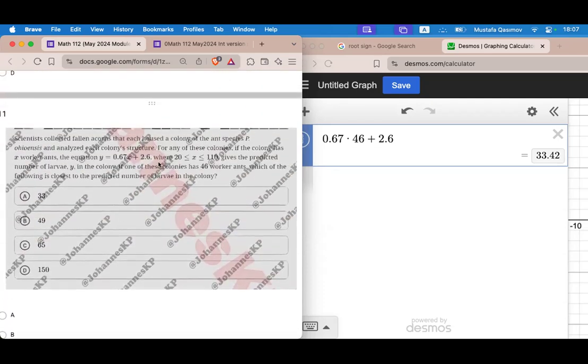This one. Okay, for this type of question, we have a function like that. Y is equal to 0.67x plus 2.6. Here we don't know what y and x represent. And first we have to identify that one.